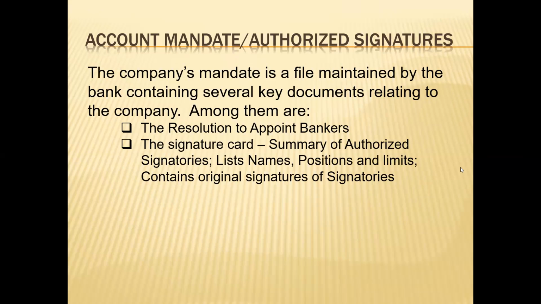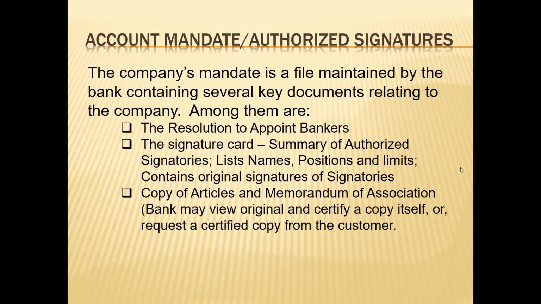So when it talks about positions and limits, for example, it may say the president and the treasurer can sign by themselves for any amount under $50,000. With amounts over $50,000, it requires the signatures of 2 or more individuals. Okay, so that's what it's talking about with limits. Then thirdly, you want to keep a copy of the articles and memorandum of Association.